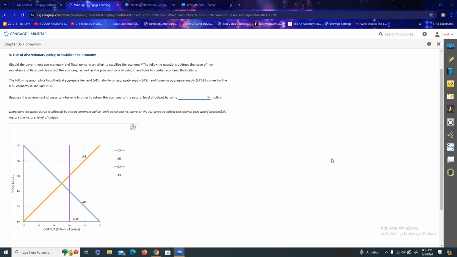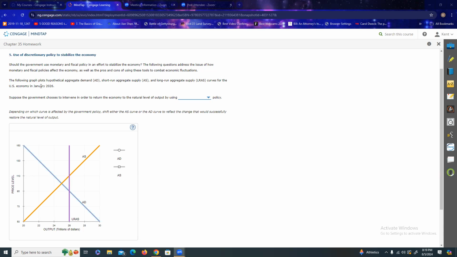Okay, so those are the risks involved there. So anyway, let's take a look. Should the government use monetary and fiscal policy in an effort to stabilize the economy? The following question addresses the issue of how monetary and fiscal policies affect the economy, as well as the pros and cons of using these tools to combat economic fluctuations.